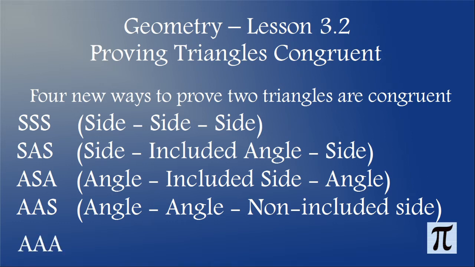Now you may be wondering, what about something like angle, angle, angle? We could have two triangles that have congruent angles, but their sides could still be different lengths. These would be similar triangles, but not congruent triangles. One could be large, one could be small, having the same angles, but they would still not be congruent. So we can't use angle, angle, angle. Angle, side, side also doesn't work, because that would be inappropriate.